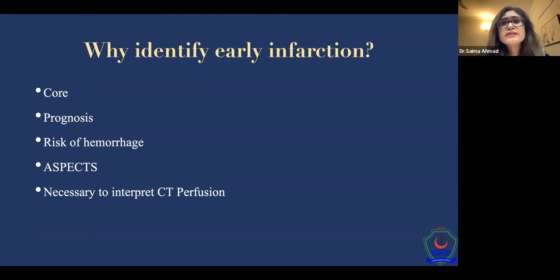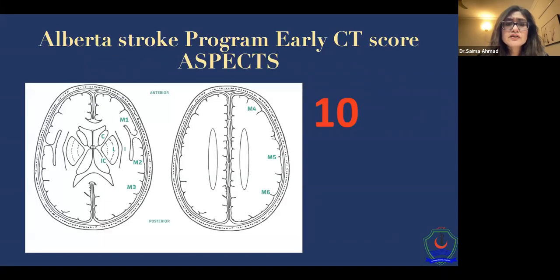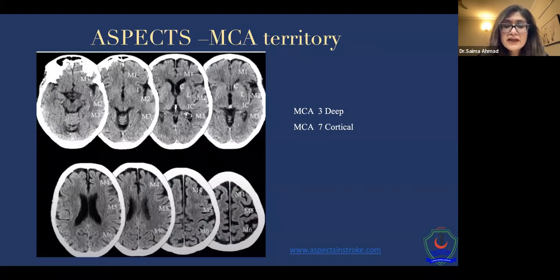The ASPECTS scoring is a 10-point scoring, which covers the 10 areas of the MCA territory. It was developed long ago and is well established now. So these are at the ganglionic and the supraganglionic level. And you need to learn this. And there is a website, www.aspectsinstroke.com. You have lectures there. You have ASPECTS scoring, a lot of cases there. You can practice there. So we have the MCA territory with the 3 deep points and the 7 cortical points.